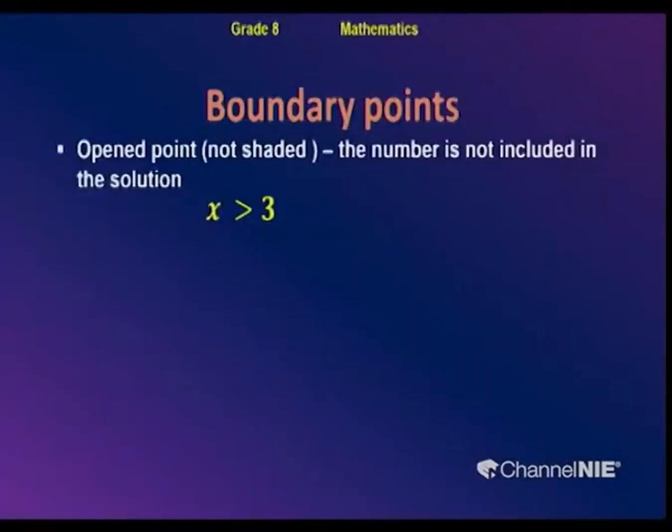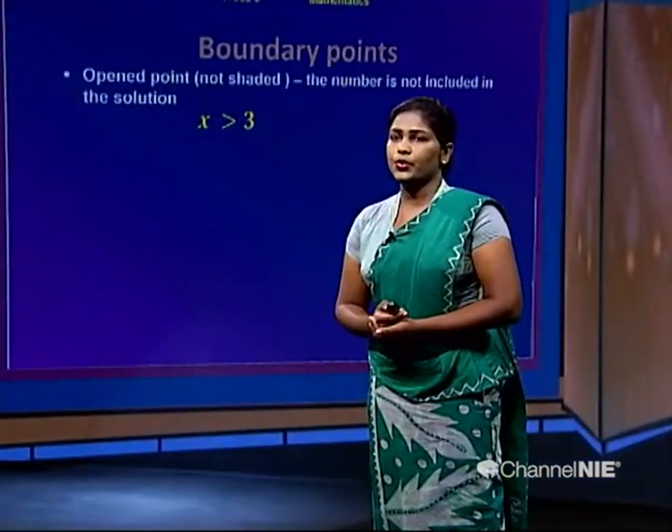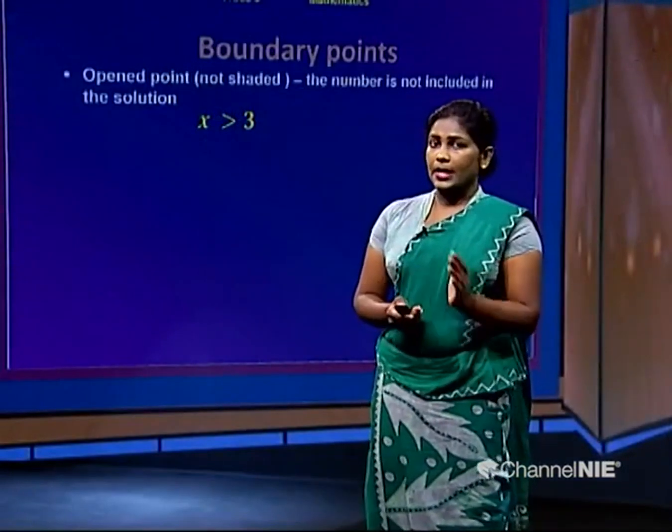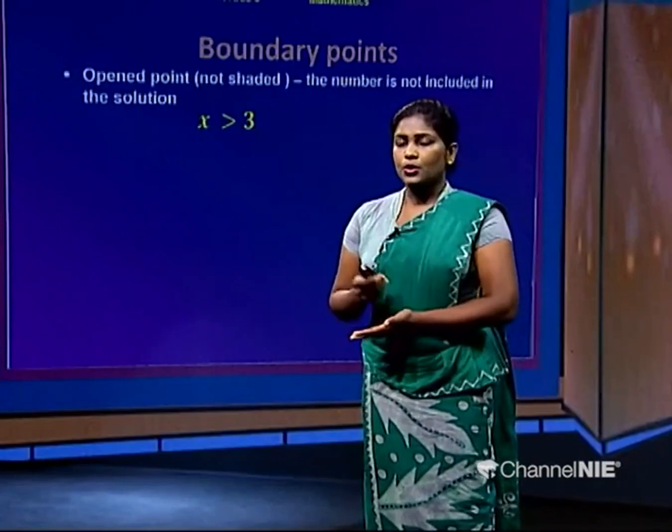Boundary points. That means open points. For boundary points, there are 2 types, open points and closed points. So, first we talk about open points, not shaded. Open point, not shaded. The number is not included in the solution. When we consider x is greater than 3, you can't take the value of 3 for x. So, we mark number 3 using an open circle.